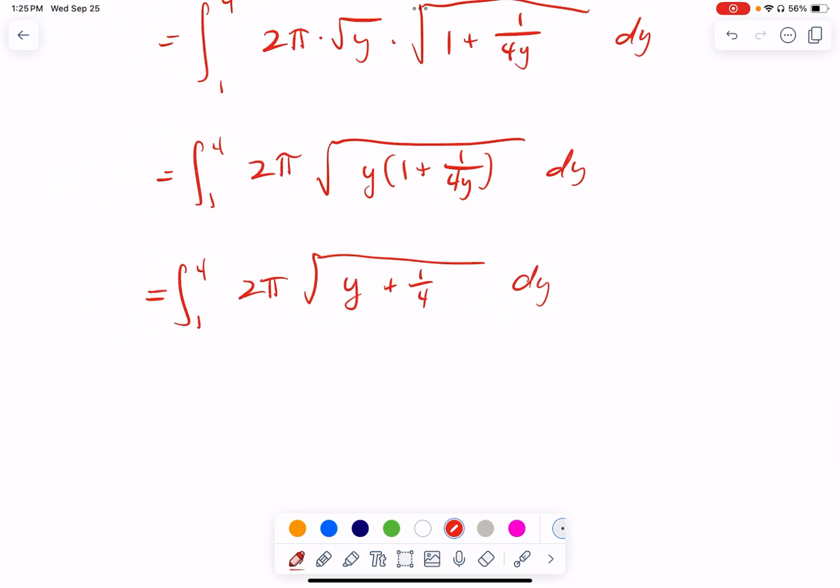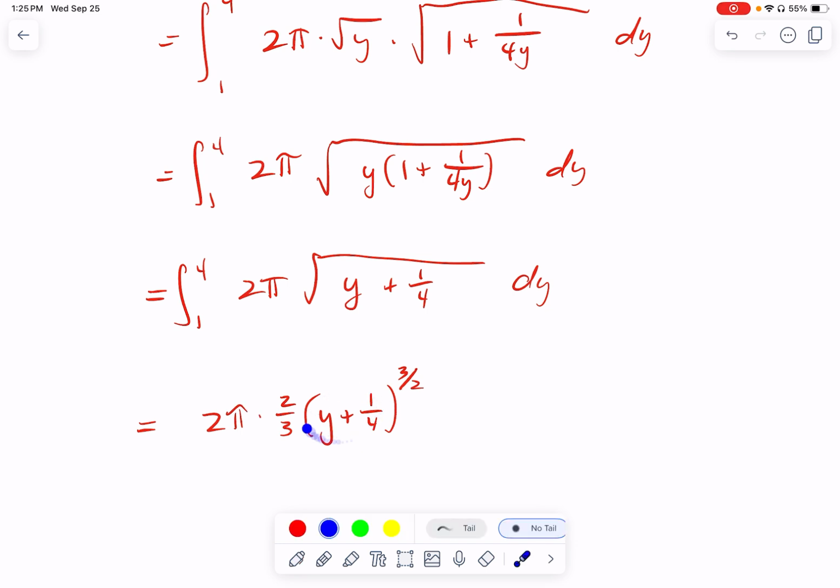And we can do this without a calculator. My antiderivative here would be y plus 1/4 to the 3/2 with a 2/3 to cancel it and a 2 pi in front. Technically, we need to be thinking about chain rule, but the inner derivative here would just be 1. So we don't have to worry about that. If you took the derivative of this, the 3/2 cancels the 2/3, the new power is 1/2, and this is just hanging out.